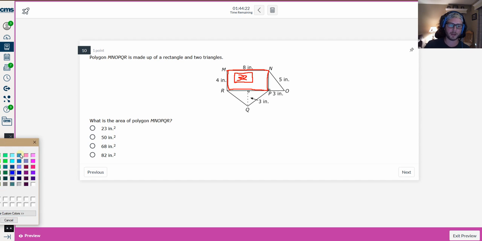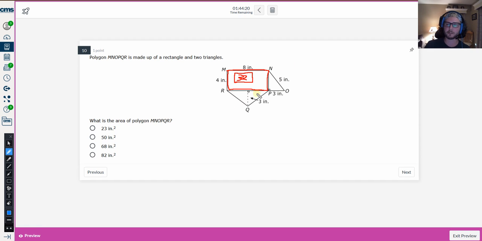After that, we have two different triangles. One triangle has a base of 3, and it's going to have a height of 4, not 5. 5 is actually a trick number because it is diagonal. We know that the height is going to be 4 thanks to our rectangle over here. Our rectangle has a height of 4, and you can see the red line of this rectangle is the same height as the blue line of this triangle.